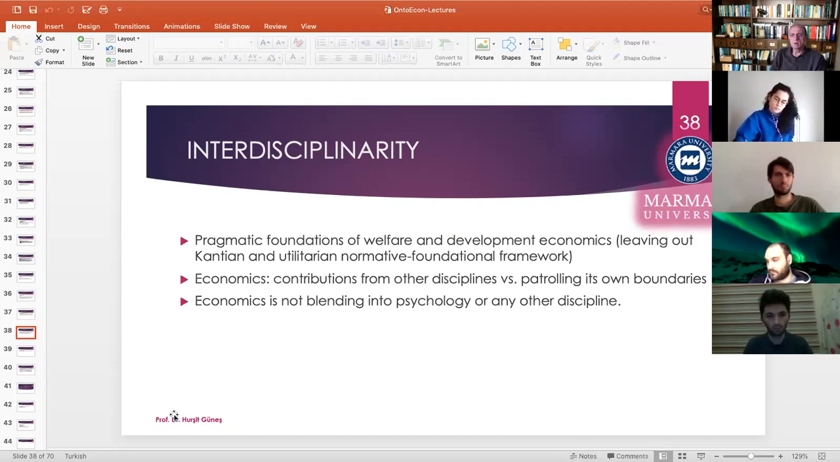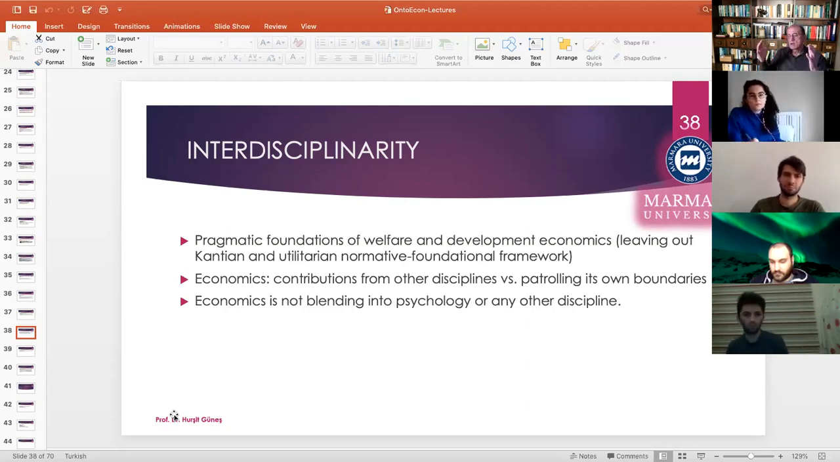Pragmatic foundations of welfare and development economics, leaving out the Kantian and Utilitarian normative foundation framework. I did explain this to you. Economics: contributions from other disciplines versus patrolling. There are simply two approaches in economics. One, you accept contributions from other disciplines. Or you put barriers at the boundaries of economics and patrol them, and do not let anybody in. Psychology or sociology or biology, you do not let them in, and you stay here. These are two approaches in economics. Economics is not blending into psychology or any other discipline.